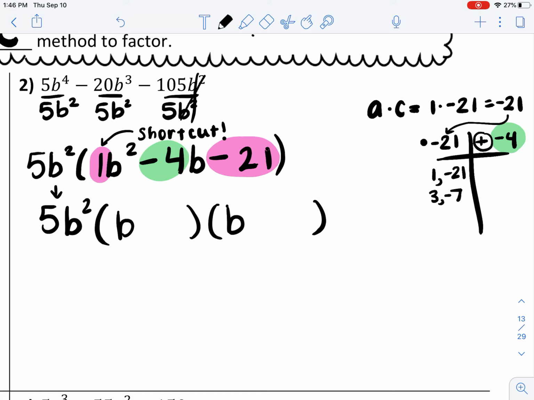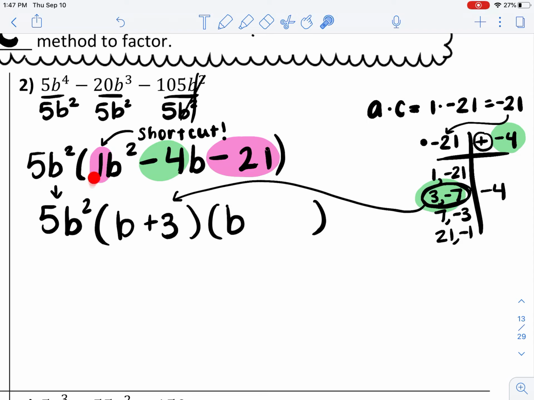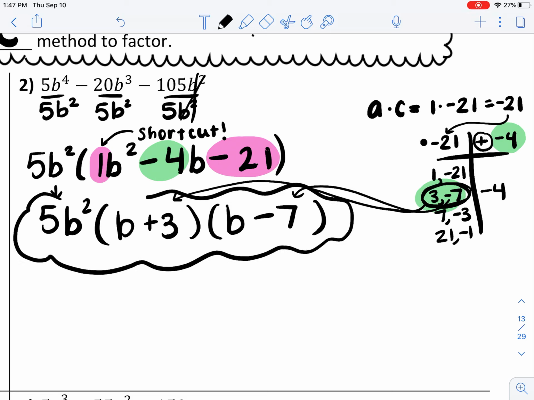And that's really it. You can reverse around the numbers as well. You could say it's +7 and -3 and +21 and -1. But I already see my answer right here. It's 3 and -7. If I add 3 plus -7, I get -4. So those are the terms that I'm going to circle, and that's what's going into the parentheses. I can skip all the other stuff because this is a shortcut. This is the shortcut because I had the 1 in front of the b squared. So I can just put that +3 and that -7 in the parentheses, and I'm done. Here's my answer.